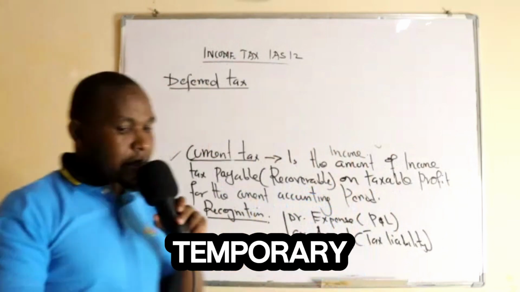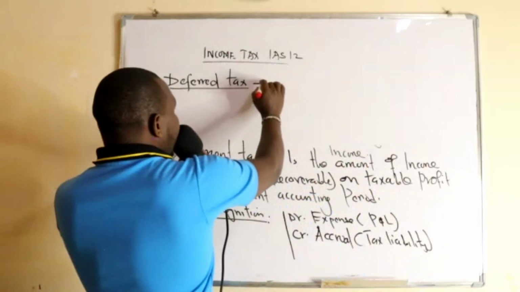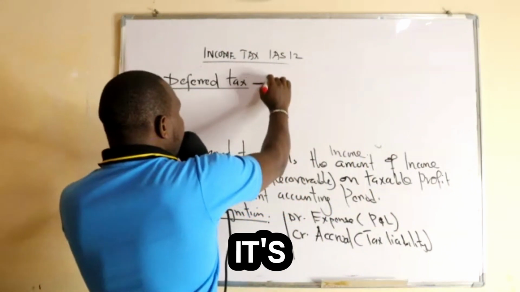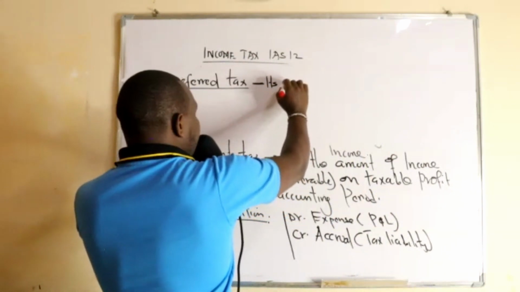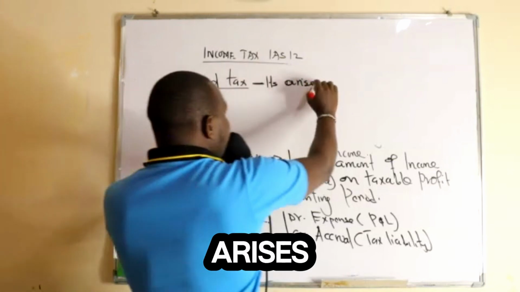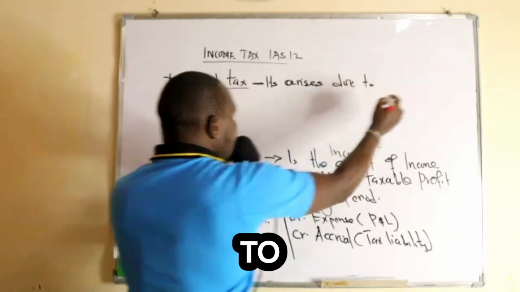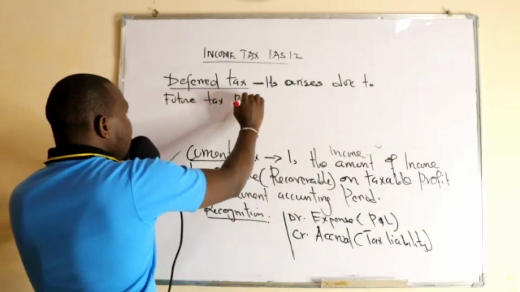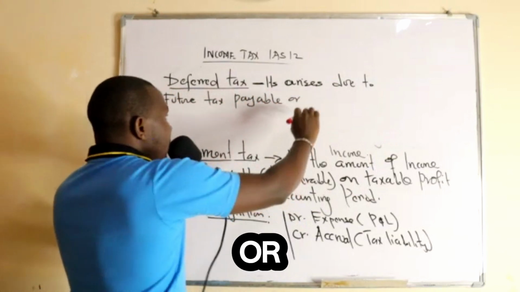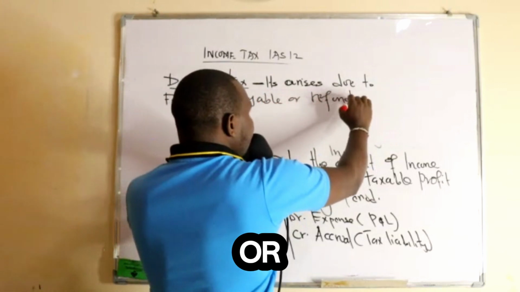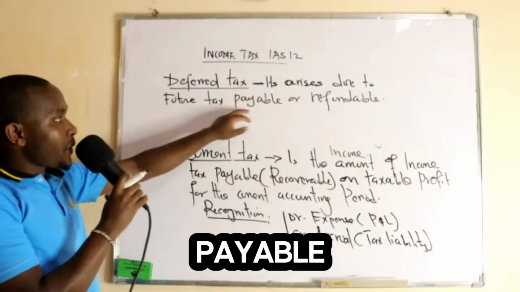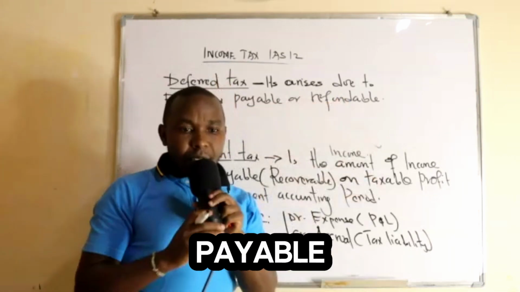So deferred tax arises due to the temporary difference. Before we write that narration, you can say it arises due to future tax payable or refundable.